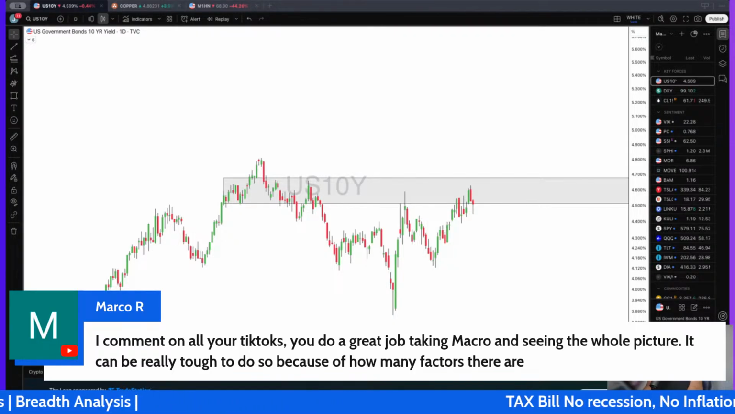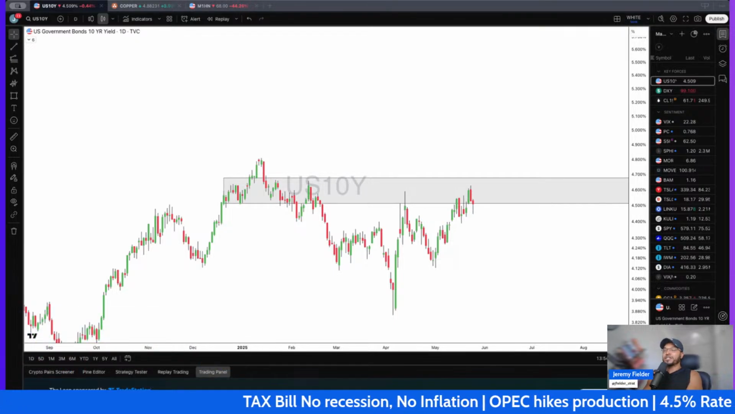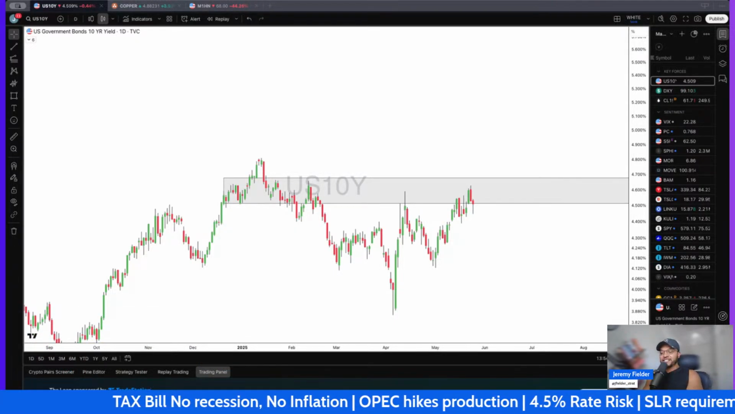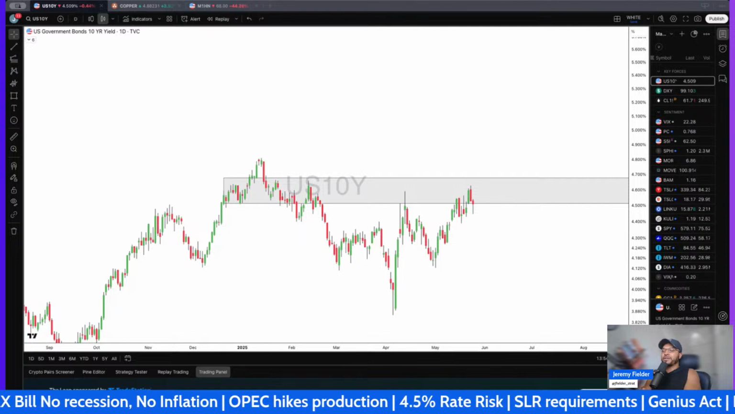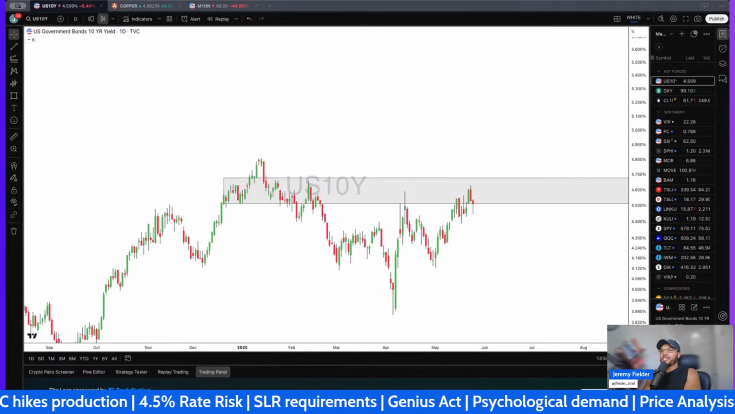To do because of how many factors. There is a lot of factors. Shout out to you, Veronica. There is a lot of factors out there, and it's tough to get all these factors. I want to try to signal the most important factors, the key factors, which is this is all about macro.